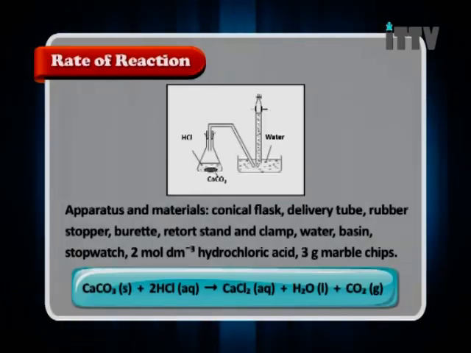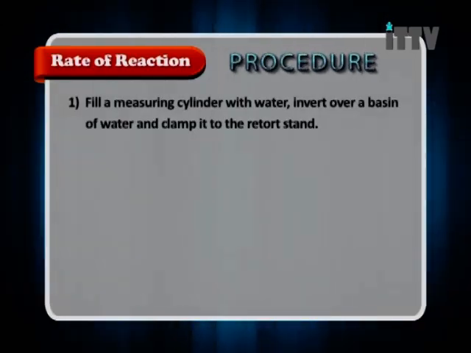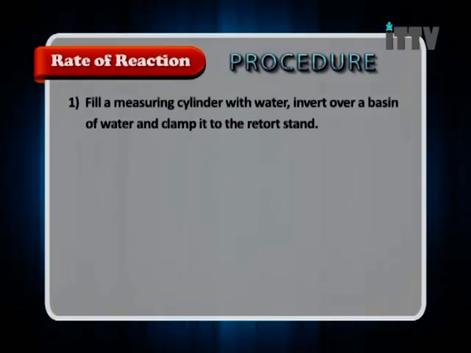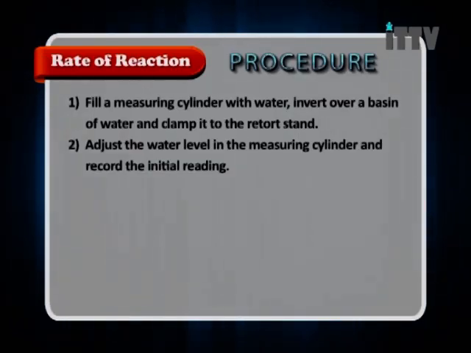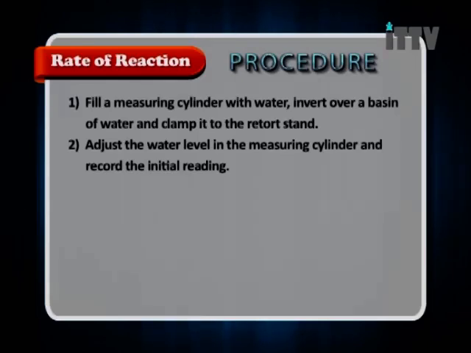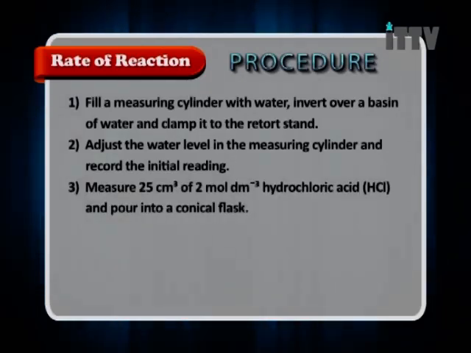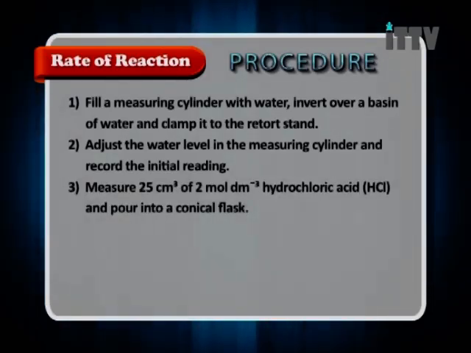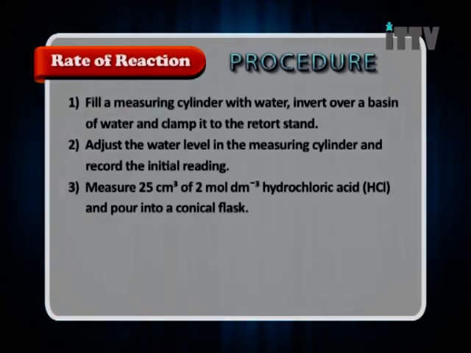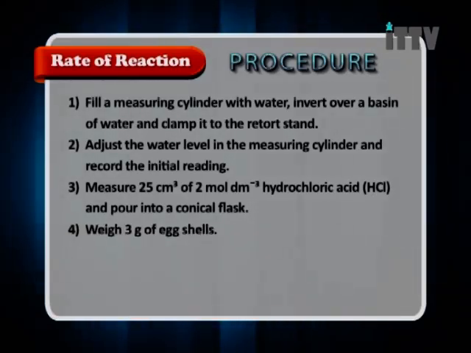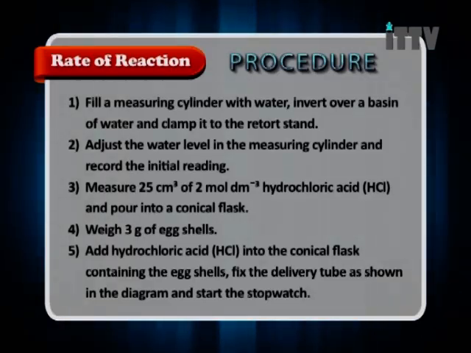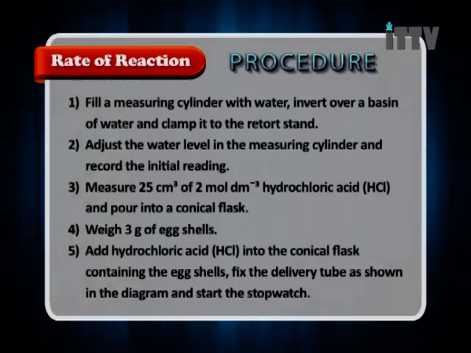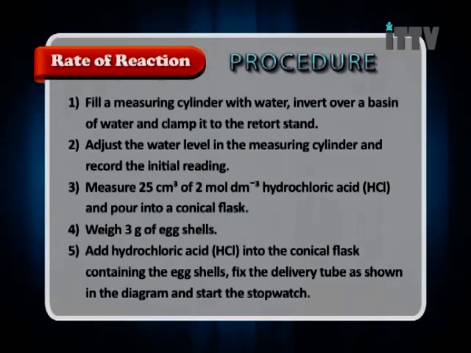So let's look at the procedure. Firstly, we fill a measuring cylinder with water, invert over a basin of water, and clamp it to the retort stand. Next, we adjust the water level in the measuring cylinder and record the initial reading. Measure 25 cm³ of 2 mol/dm³ hydrochloric acid and pour it into a conical flask. Weigh 3 grams of eggshells. Add hydrochloric acid into the conical flask containing the eggshells. Fix the delivery tube as shown in the diagram and start the stopwatch.